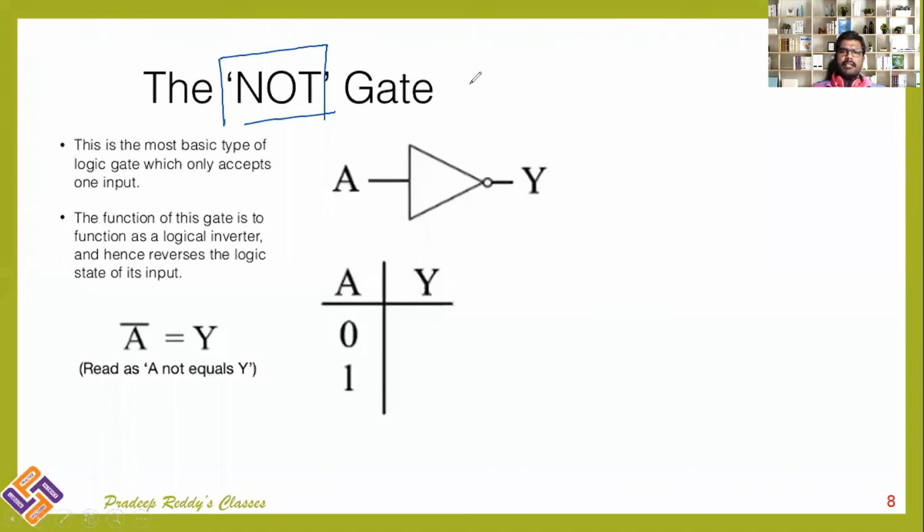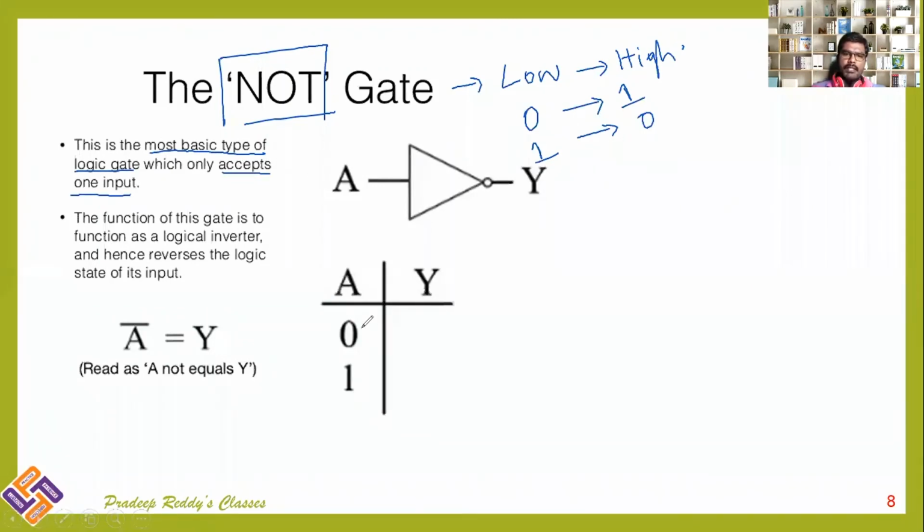The NOT gate acts as an inverter. If you are giving a low signal, it converts it into high. That means if you are giving 0, it gives you output 1. If you are giving input 1, you will get output 0. It is just an inverter. This is the most basic type of logic gate, which only accepts one input. Only one input you can provide, which can be either 0 or 1. So if you are providing 0, you will get output 1. If you are providing 1, the output will be 0.